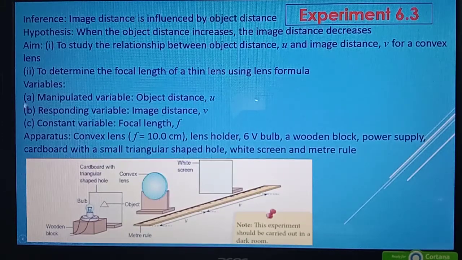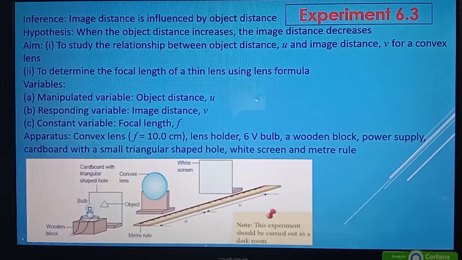Now let's look at the variables involved here. Manipulated variable is object distance U, responding variable is image distance V, constant variable is focal length F. Don't write lens or convex lens. You always write a physical quantity here, focal length F or power of lens P. Apparatus required here: convex lens, lens holder, 6-volt bulb, wooden block, power supply, cardboard with a small triangular-shaped hole, white screen and meter rule.